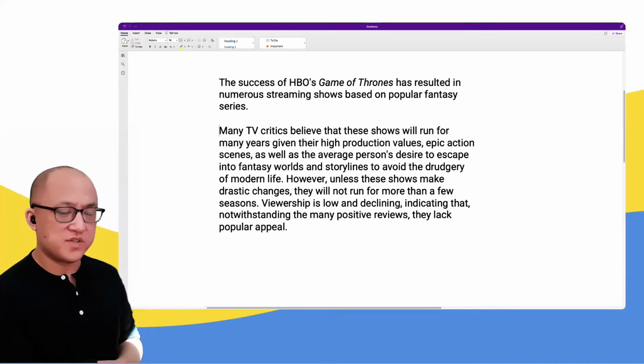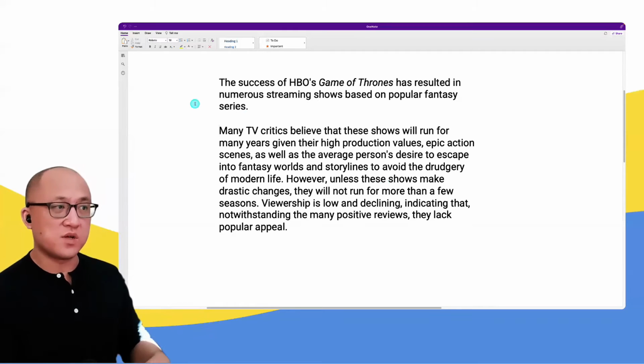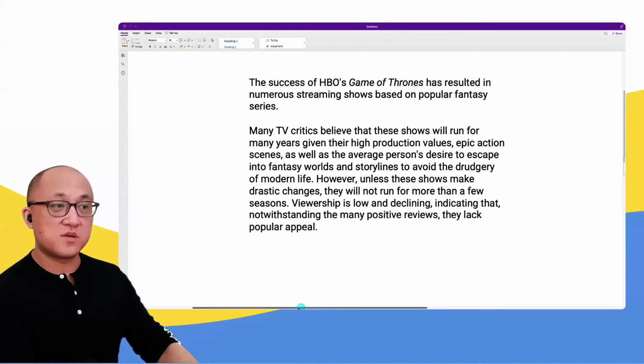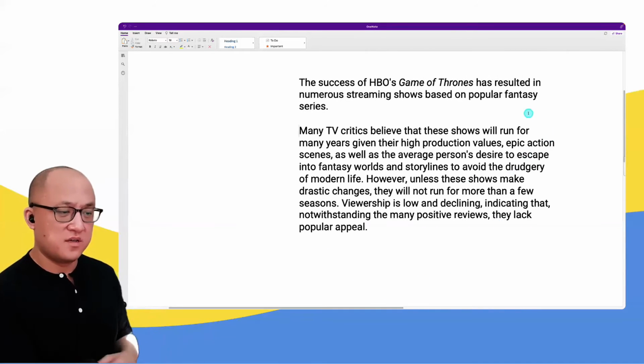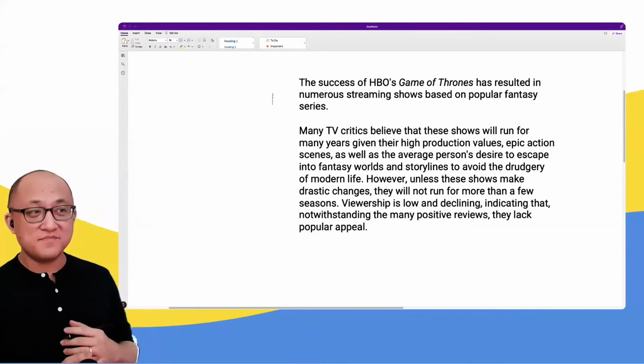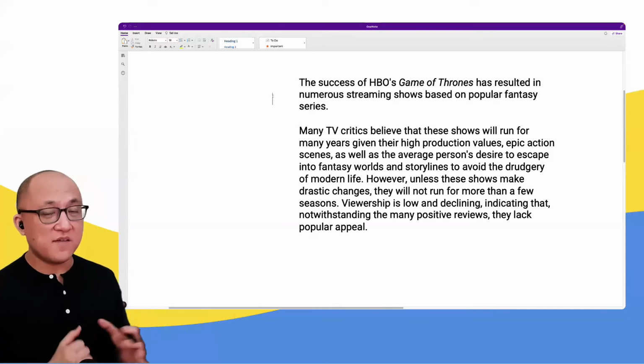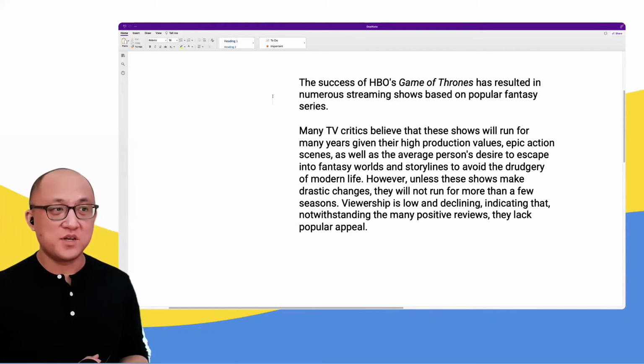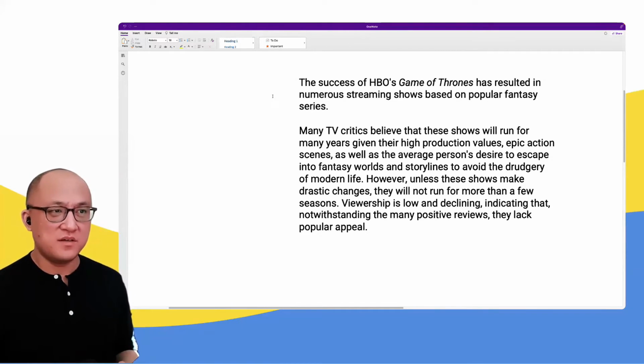What's the role of this first sentence? The success of HBO's Game of Thrones has resulted in numerous streaming shows based on popular fantasy series. So if you're thinking maybe it's a conclusion, you have to make sure you ask why, right? How do I know that this has resulted in numerous streaming shows? How do I know that there are a lot of shows coming around because of Game of Thrones? I don't think you have a reason for that, right?